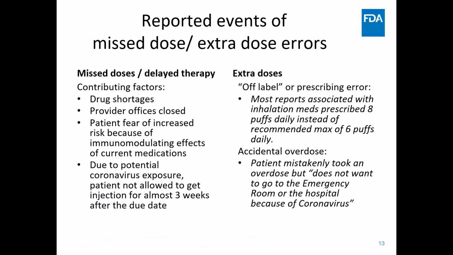All right. Some other examples, there were many reports of missed doses or delayed therapy due to drug shortages, provider offices being closed, patients' fear of increased risk because their regular therapy has an immunomodulating effect, and then also patients who were scheduled to come into an office to receive their injection were delayed due to potential coronavirus exposure, so they were not allowed to come in.